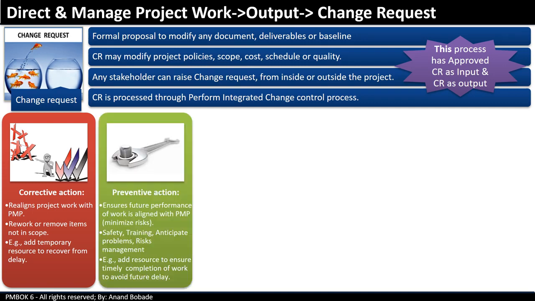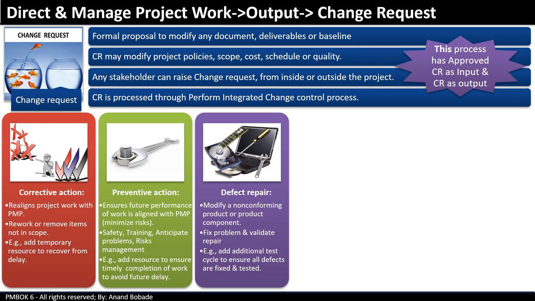Preventive action. It ensures future performance of project work is aligned with the project management plan. It helps in minimizing project risk. This can be done through strictly adhering to safety, training, or by anticipating problems, effective risk management, etc. For example, add a resource to ensure timely completion of work to avoid future delays.